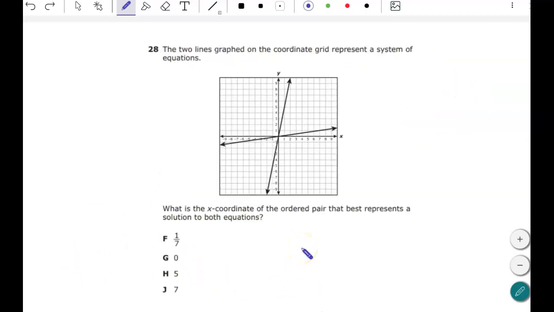All right, we have two lines graphed on the coordinate grid represent a system of equations. What is the x-coordinate of the ordered pair that best represents the solution? Solution is right there where it crosses. It does cross at 0, 0. So this would be G.